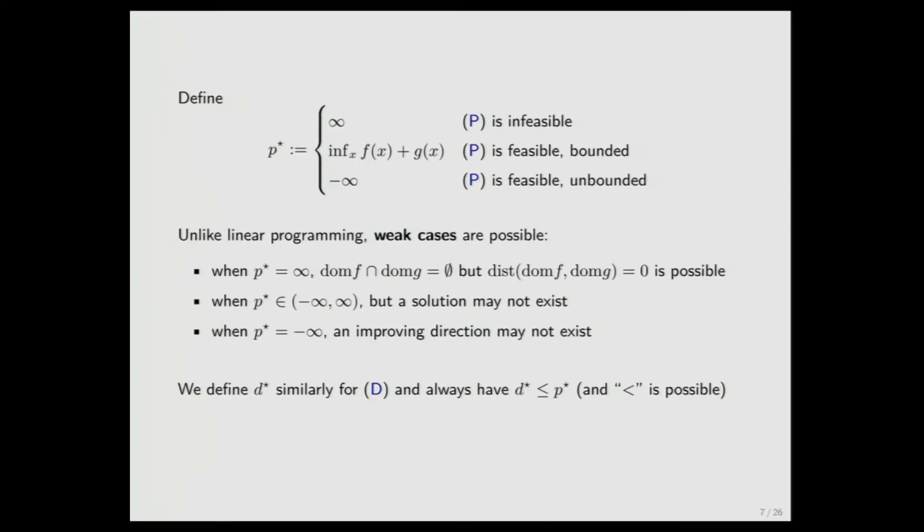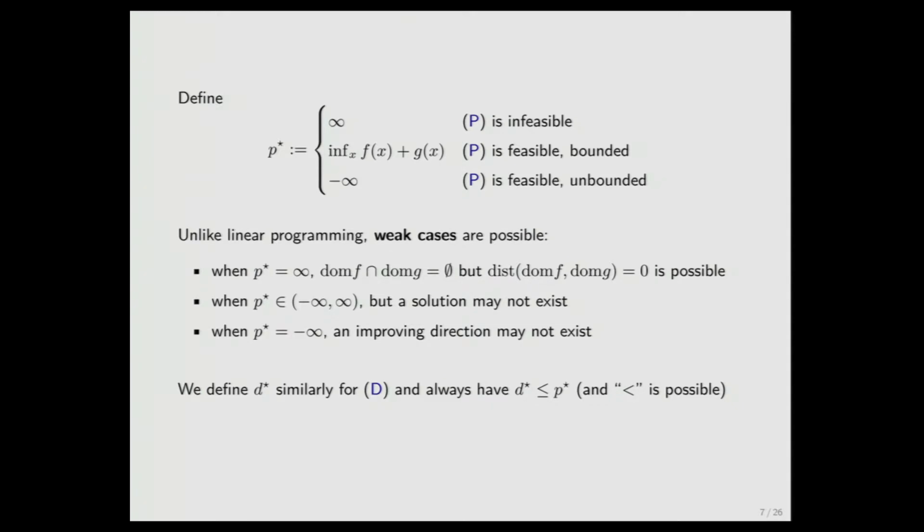So let's define P star, the primal optimal value. The primal objective is infinity if the primal problem is infeasible. In other words, the domains of the functions f and g do not have an intersection.